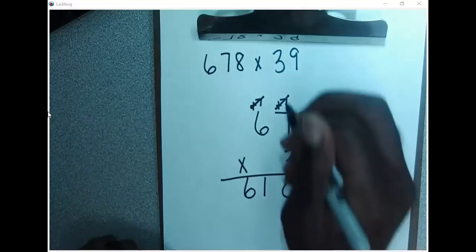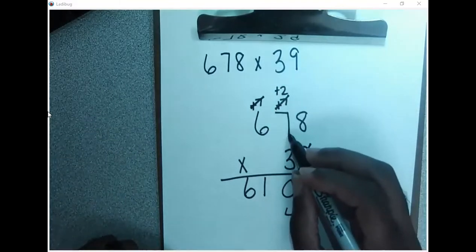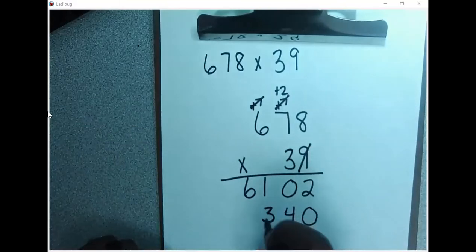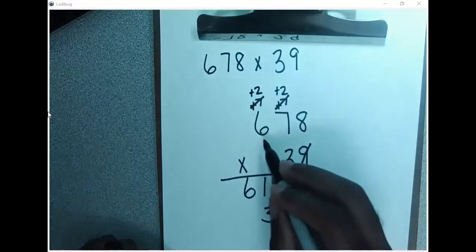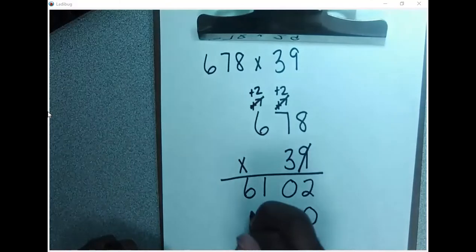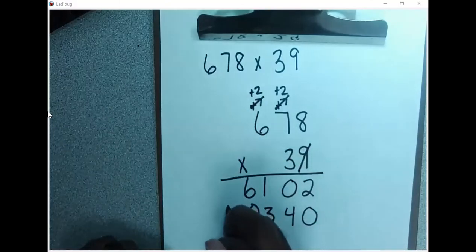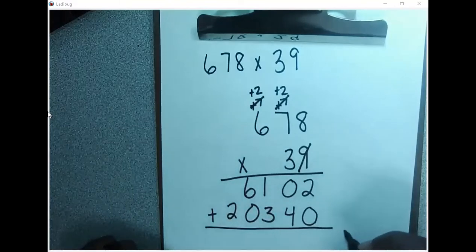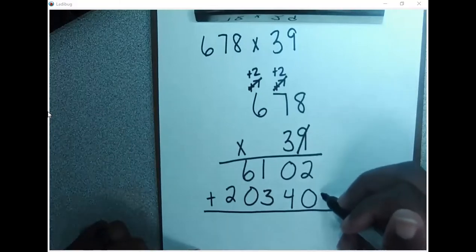So 3 times 8 is 24. My 4 goes here. I carry my 2. 3 times 7 is 21, plus 2 is 23. My 3 goes here. I carry my 2 again. And 3 times 6 is 18. 18 plus 2 is 20. So 0 goes here. No place to carry my 2, so I bring it below. My add symbol, draw my line, and now I'm ready to add, once again, my 2 partial products.